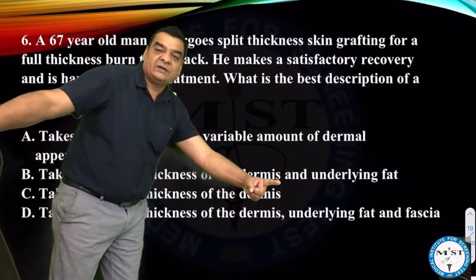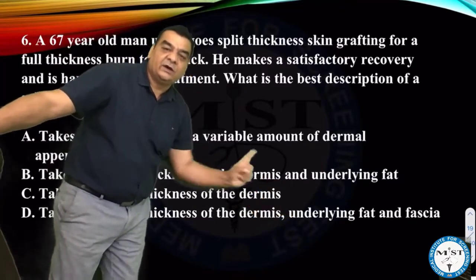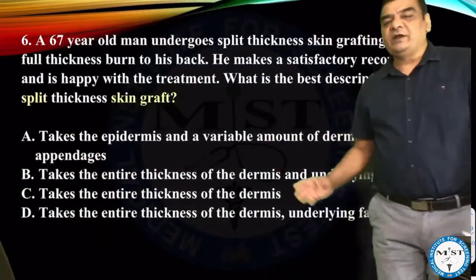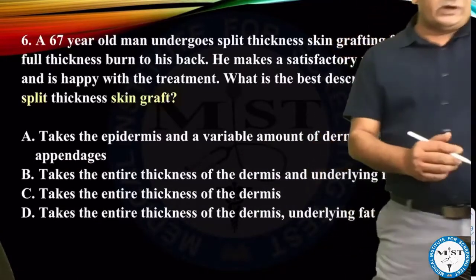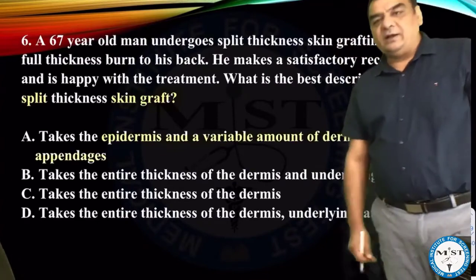Here underlying fat is included, here only the total dermis, here fat and fascia is included. But actually it is not the complete dermis. We just take a variable amount of the dermal appendages. That's it. So the correct answer for this would be epidermis and a variable amount of dermal appendages.